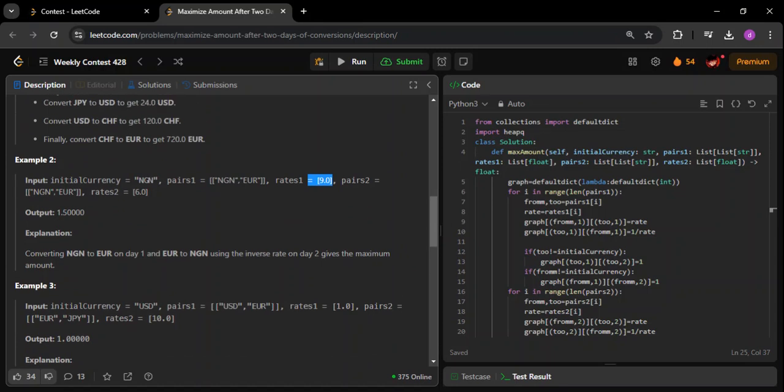Then you cannot do that. That transaction will not be valid, as simple as that, if you're not able to convert back to your original currency. Fine. So I have currently 9 euros at the end of day one.